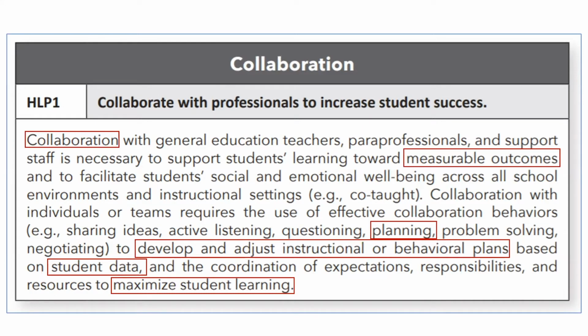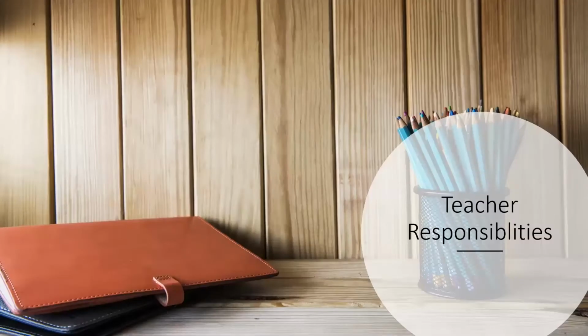When we're collaborating, we're planning, developing and adjusting instructional and behavior plans. We're looking at data and measurable outcomes, and the goal is maximizing student learning. So let's first address what these teacher responsibilities are, because one of the questions was, if the general ed teacher is doing all of the planning, what's the responsibility of the second person in the room?